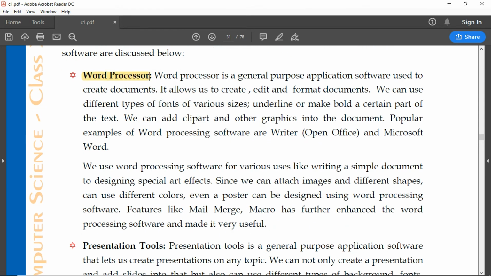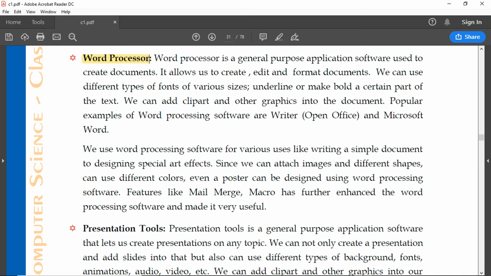Word processor is a general purpose application software used to create documents. It allows us to create, edit, and format documents. We can use different types of fonts of various sizes, underline or make bold a certain part of the text. We can add clipart and other graphics into the document.